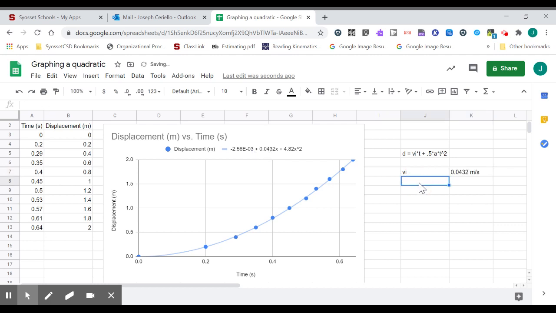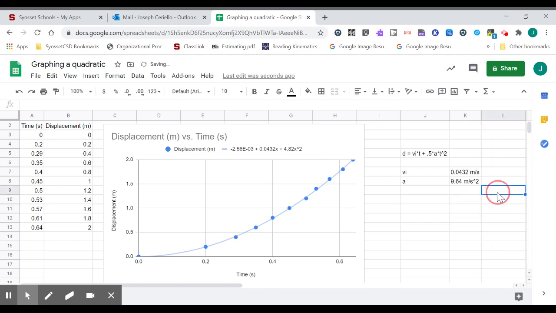And this number right here in front of the x squared, that is actually half of the acceleration. So if you multiply that number by 2, you get your acceleration. So A equals, let's see, that number multiplied by 2. Let's say I didn't know how to do that. Equals 4.82 times 2. That did it for me. 9.64. Okay, 9.64 meters per second squared. Not too shabby considering the accepted value is 9.8 meters per second squared.